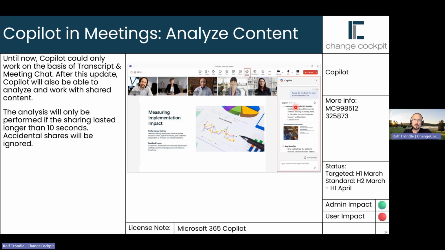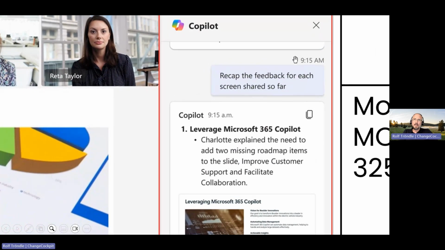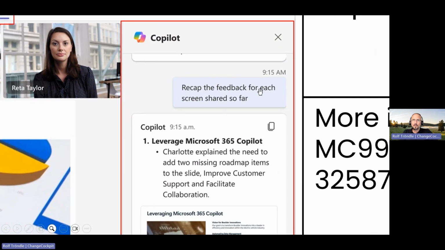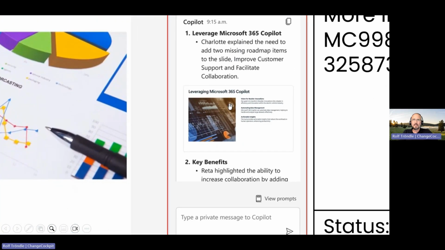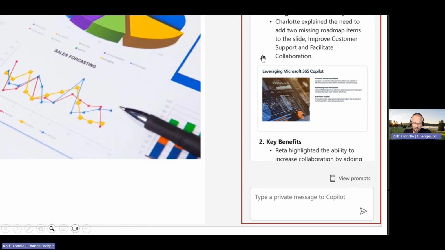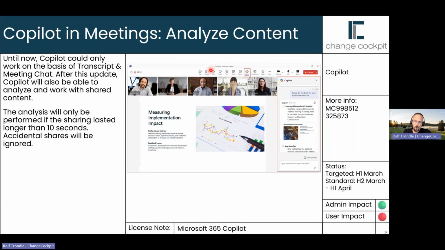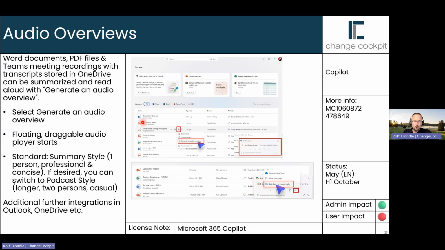Let's say you are joining the meeting a bit later, then just tell Copilot to recap the meeting for each screen shared so far, and you will see everything that was shared and even a quick summarization of what was being shared. So that's really a great addition. Copilot has access to all information during a meeting, no matter if it's chat, spoken, or screen shared.